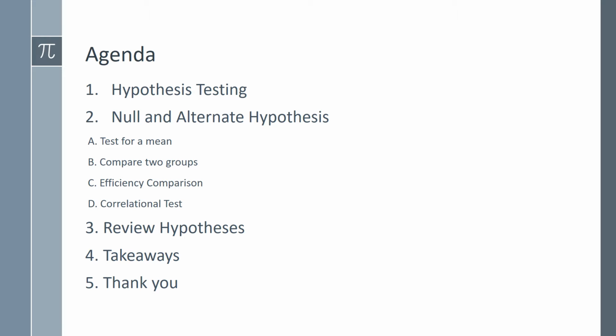Today's agenda: one is hypothesis testing. Number two is null and alternate hypotheses with four separate tests. First one is to test for a mean. Second one, compare two groups. Third one is efficiency comparison. And the last of the four is correlational test.